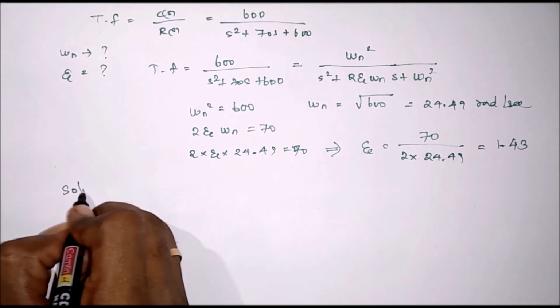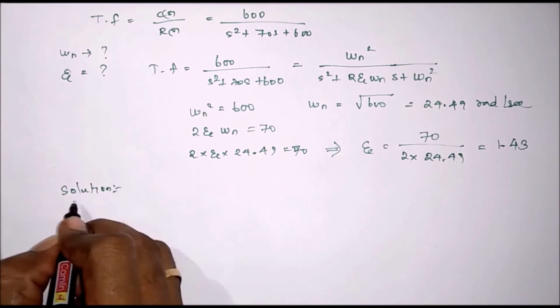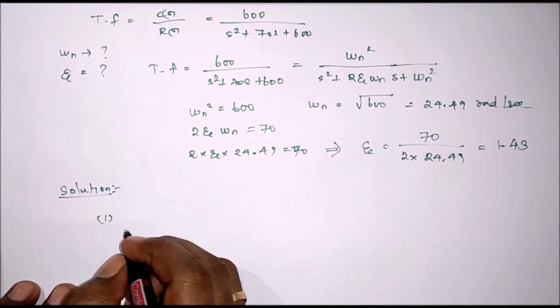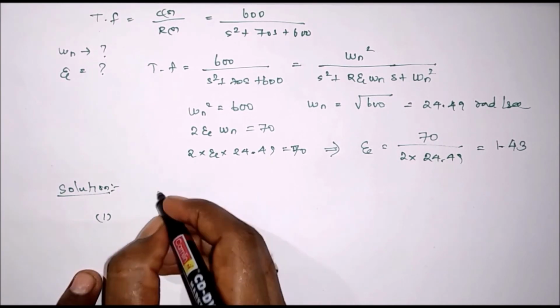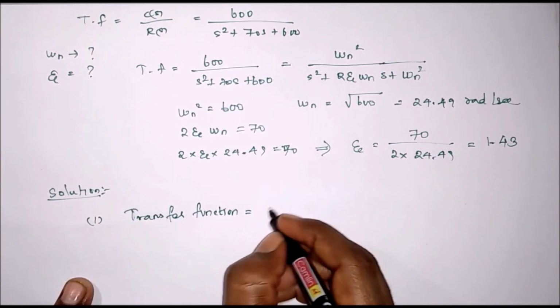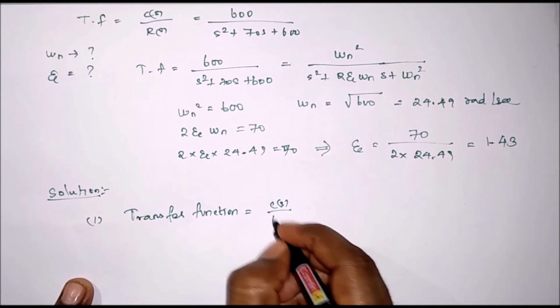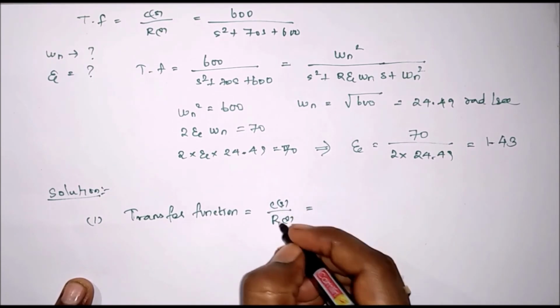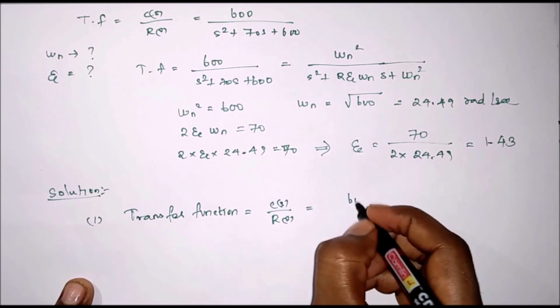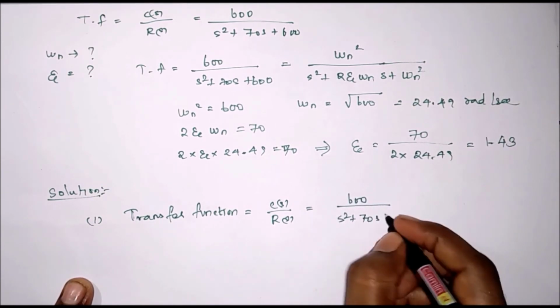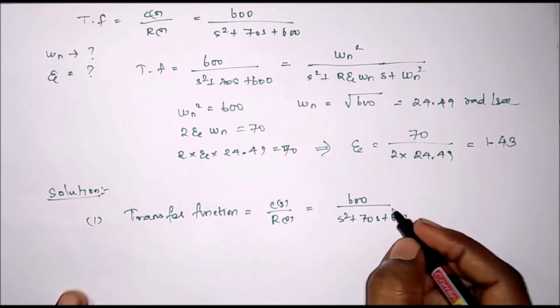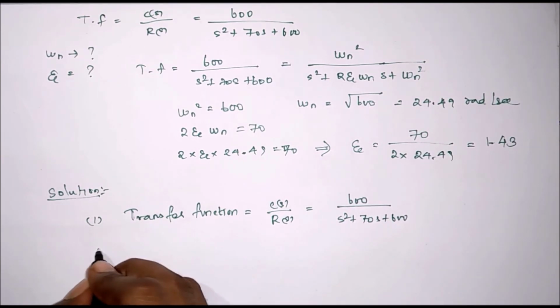Finally we have to write the solution. They asked us to find the closed loop transfer function of the given system for unit step input. The closed loop transfer function equal to C of s divided by R of s, Laplace transform of output divided by input, equal to 600 divided by s square plus 70s plus 600. So this is the closed loop transfer function for unit step input.